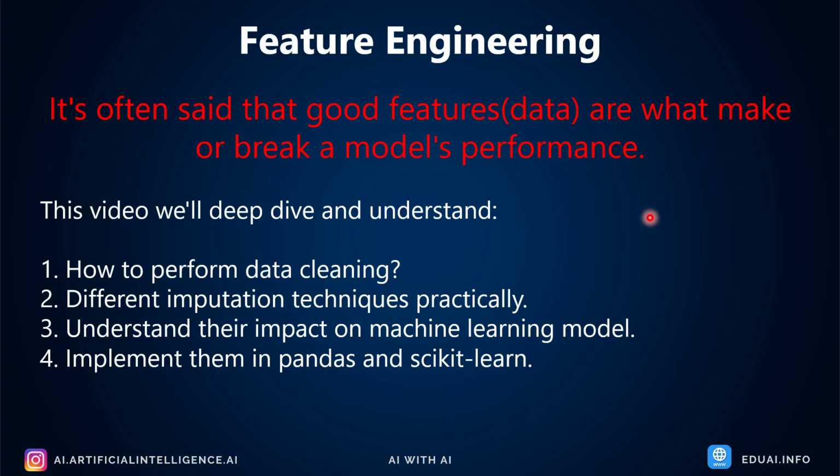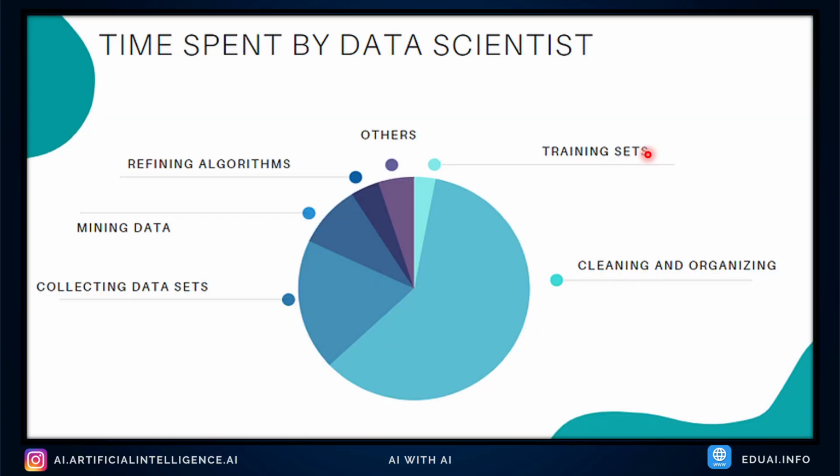So this is the data given by the researchers. Where do the data scientists spend most of their time? If you see, most of the time, 50 to 60% of the time, efforts are spent on cleaning and organizing data, and very less effort is required for training, for refining algorithms and so on. So quality data is what really matters to build a successful machine learning model.